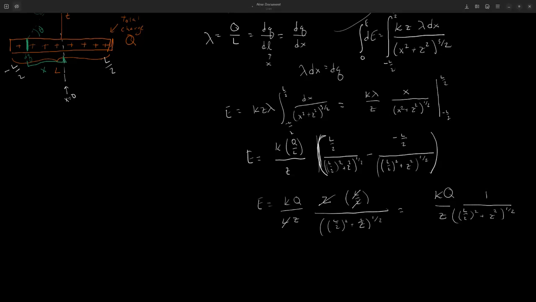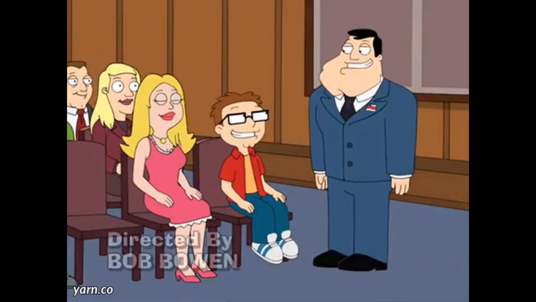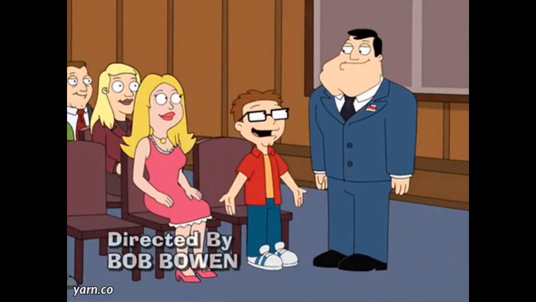So you can see in this final answer that there's nothing in it that wasn't already given, right? K is a fundamental constant. Q is the charge that was told to us as the total charge on the bar. Z is the distance above the bar that point P is, which was also given to us. And L is just the length of the bar. That was also given to us. So you should be able to see now that this, in fact, is a viable answer. The system works.